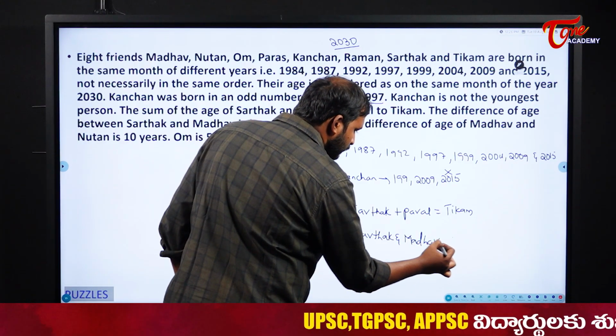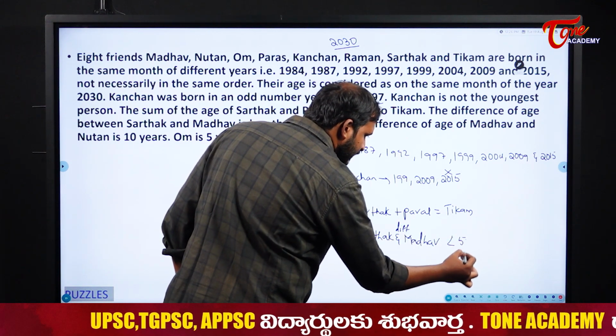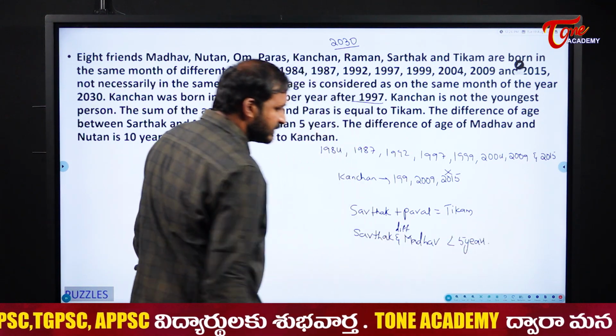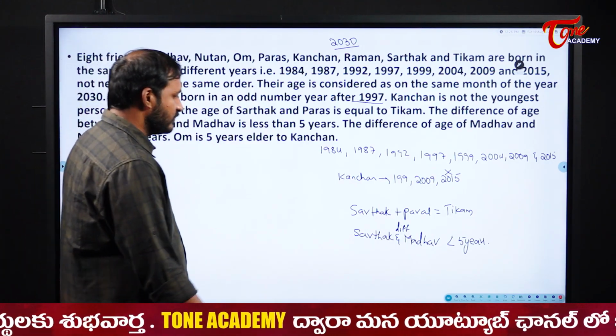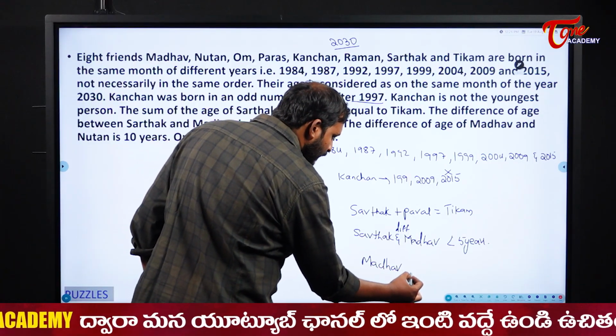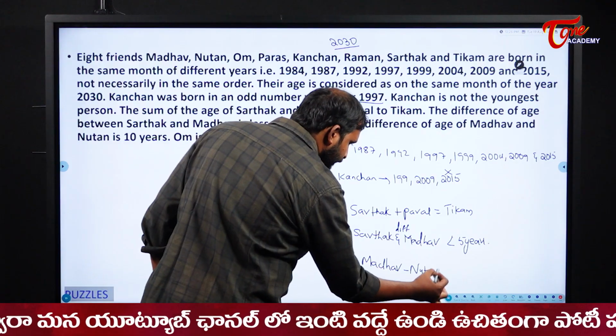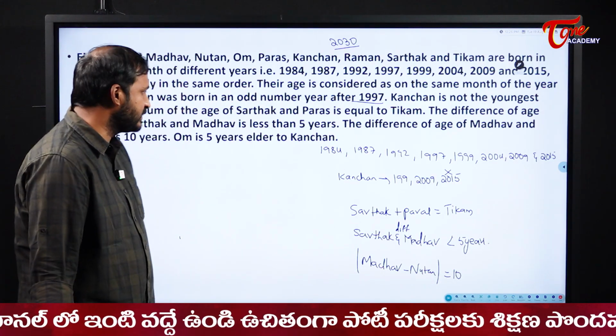The difference is less than 5 years. The difference of age of Madhav and Nutan is 10 years. Okay, Madhav and Nutan. We don't know who is elder or who is younger, but we know that their difference is 10 years.